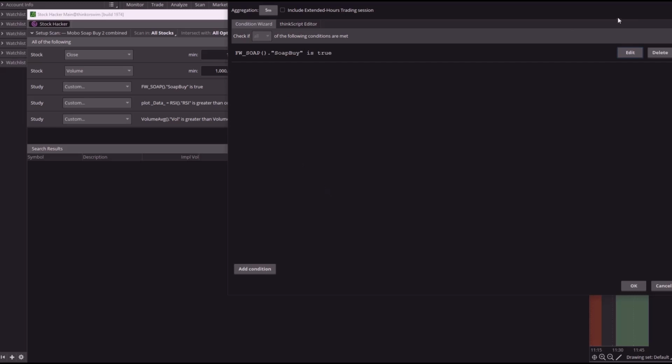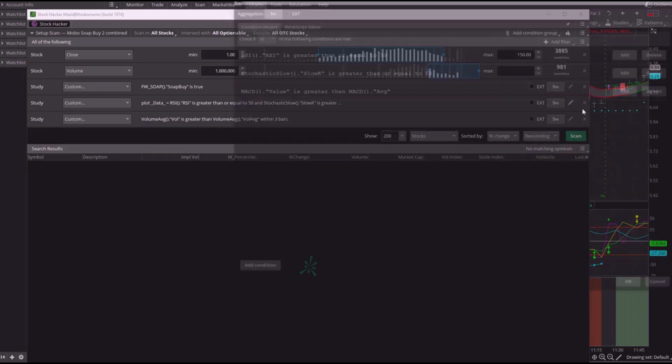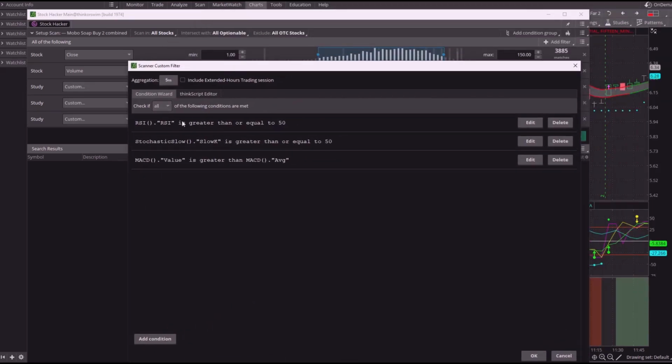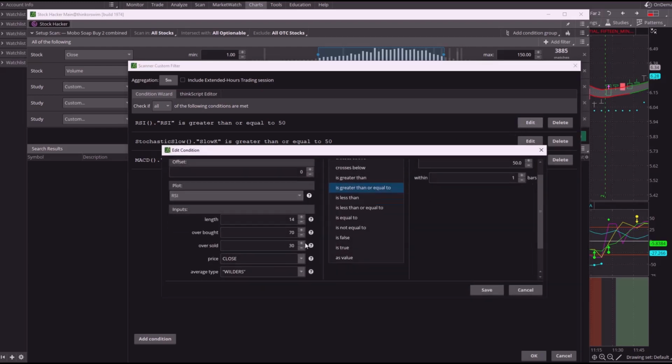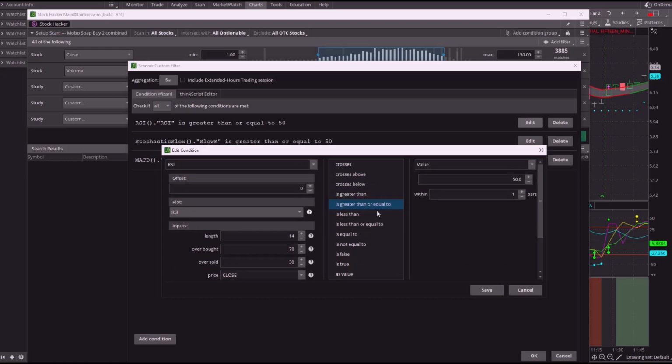This one is a little bit more complicated. You're going to pick up the RSI. You're going to leave all of these standard, what is in TOS, the standard. You're going to have it greater than or equal to a value of 50.